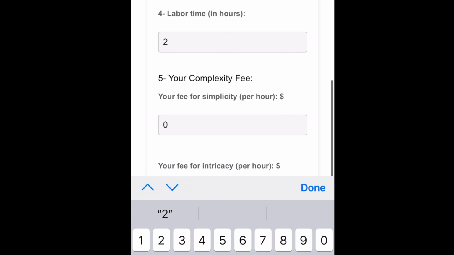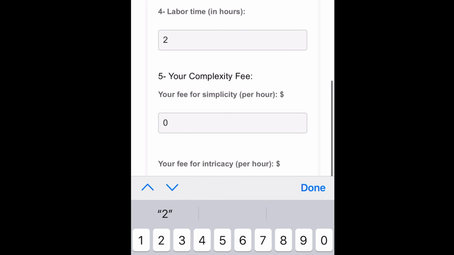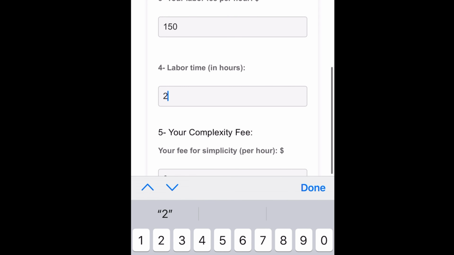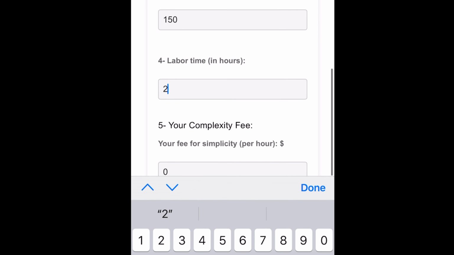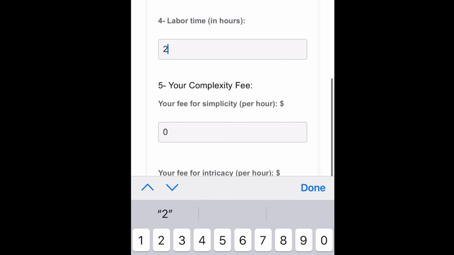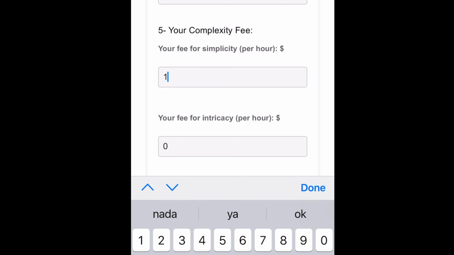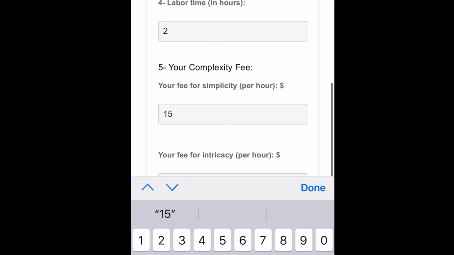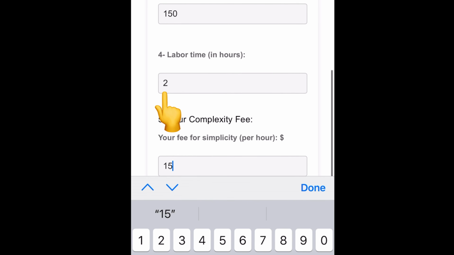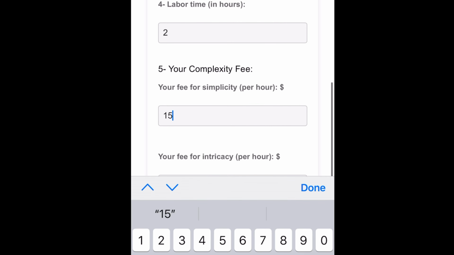But based on the information we gather, for simple projects, we charge 10% of the labor fee that we set up, which in this occasion is $150 per hour. Now we're gonna do 10% of that. That comes to $15, and that is also going to be per hour. So those $15 are gonna be multiplied by the labor time, which is 2. Okay, and that is for simple projects.